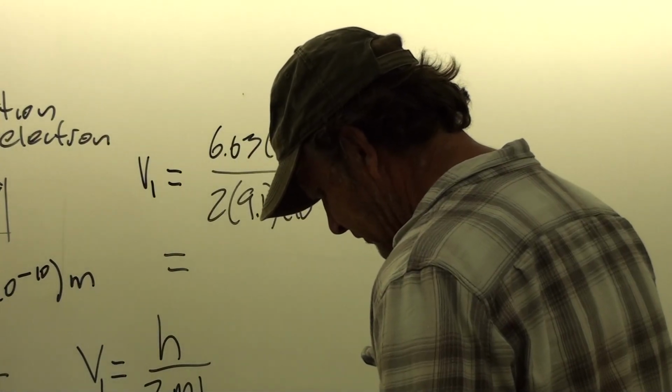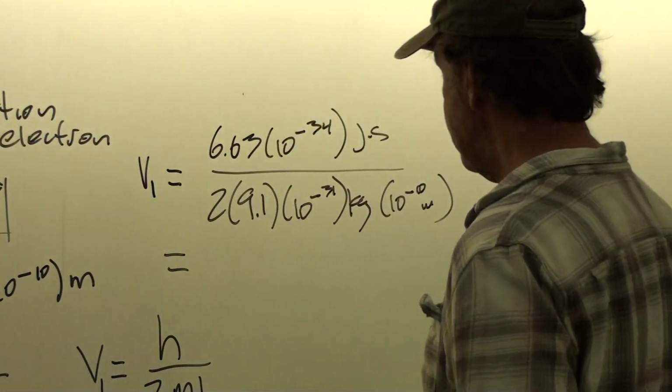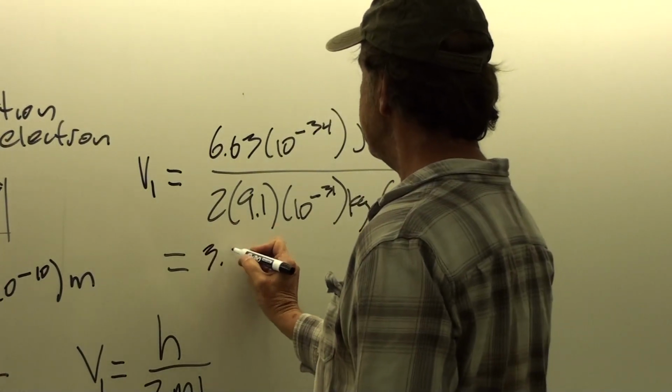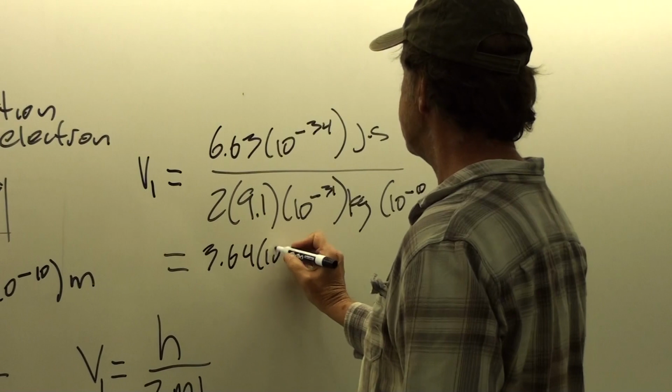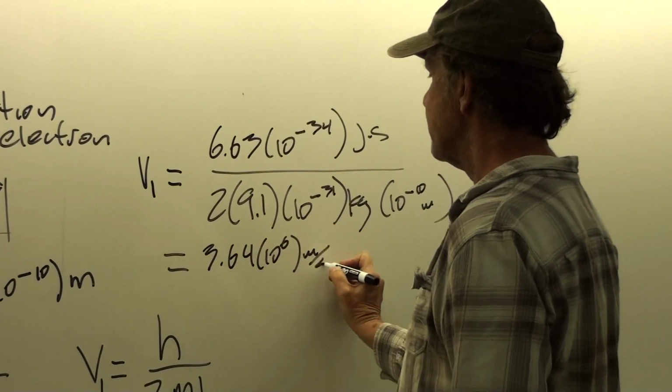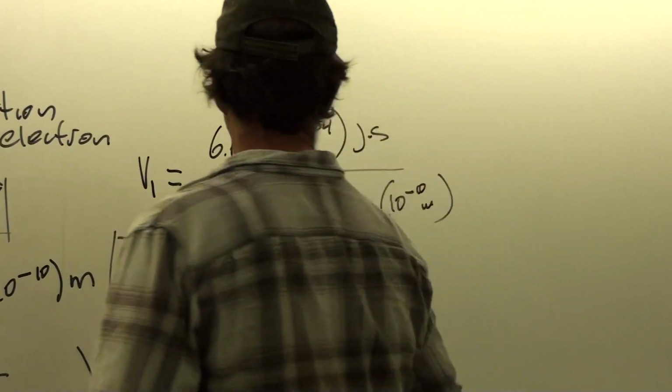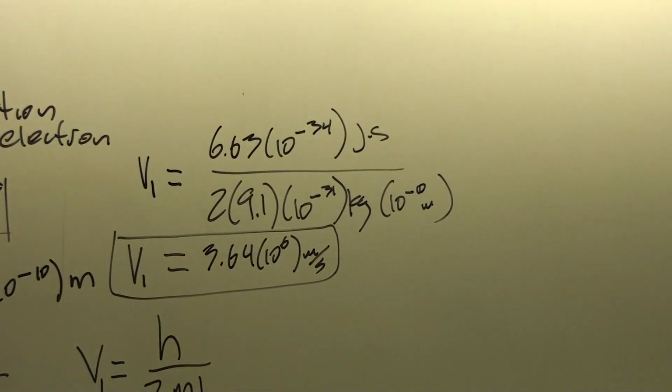Okay, so that's going to give us 3.64 times 10 to the 6 meters per second. So this is still not relativistic. This is just 1/100th the speed of light, roughly. But that would be the speed of the electron at that particular point.